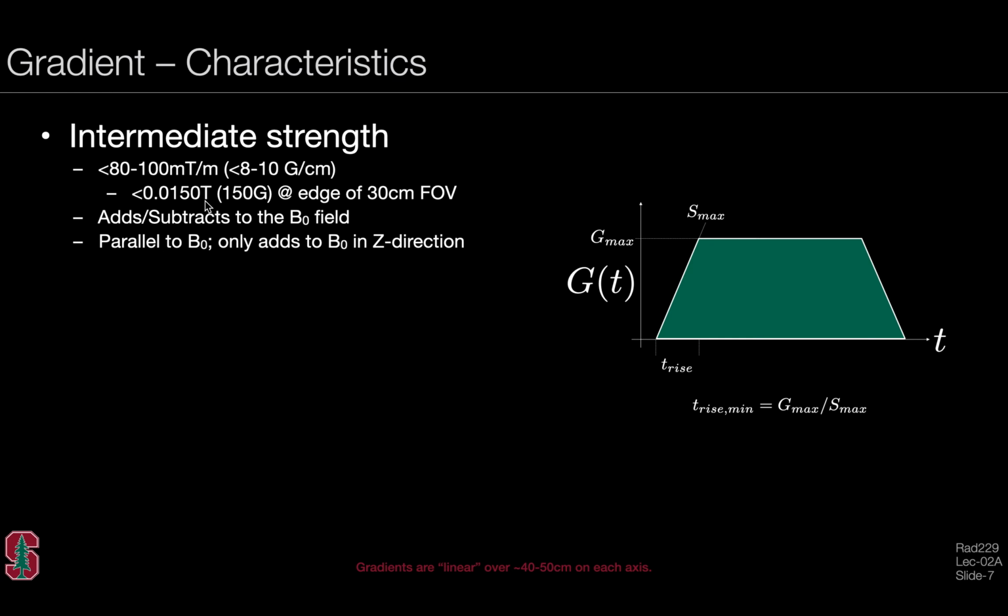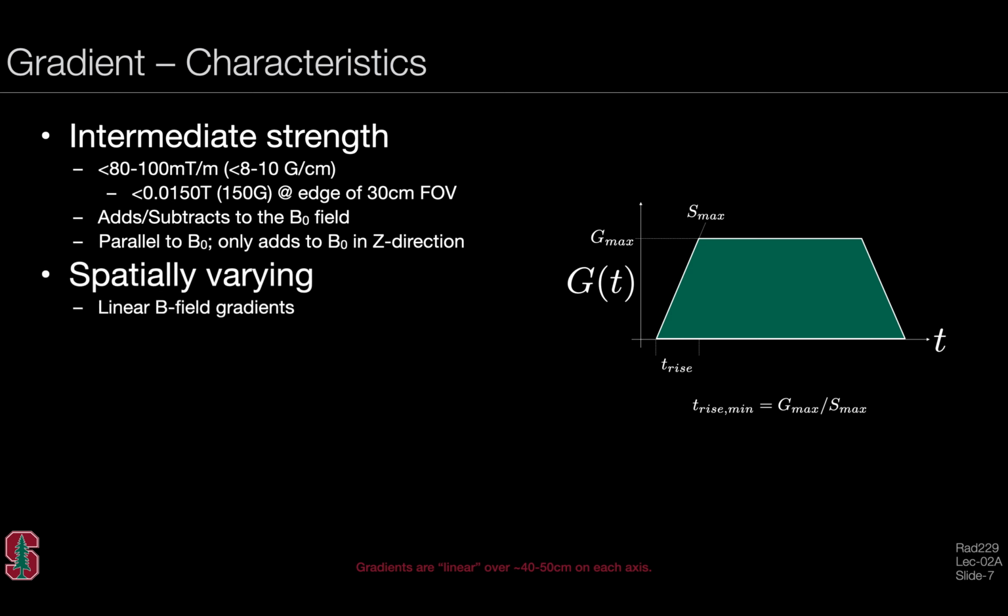And these millitesla gradient fields can add or subtract to the underlying B0 field. And importantly, they're parallel to the B0 field. That is, they only add or subtract to the B0 field along the Z direction. So you may already have some familiarity with X gradients and Y gradients and Z gradients, but the magnetic field component of each of those gradients is pointing strictly along the Z direction.